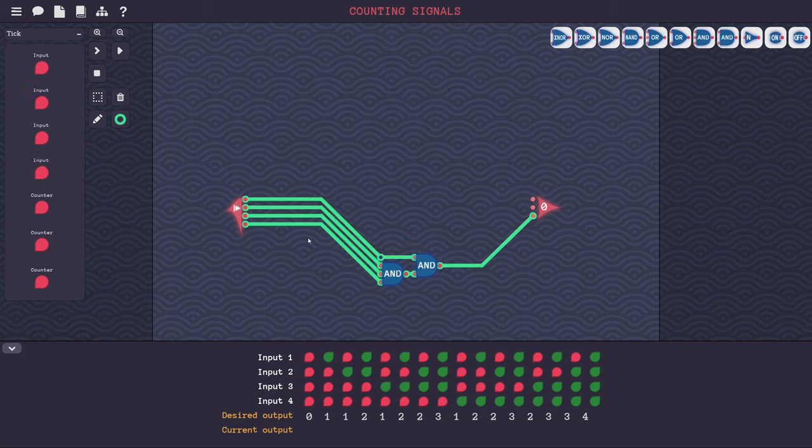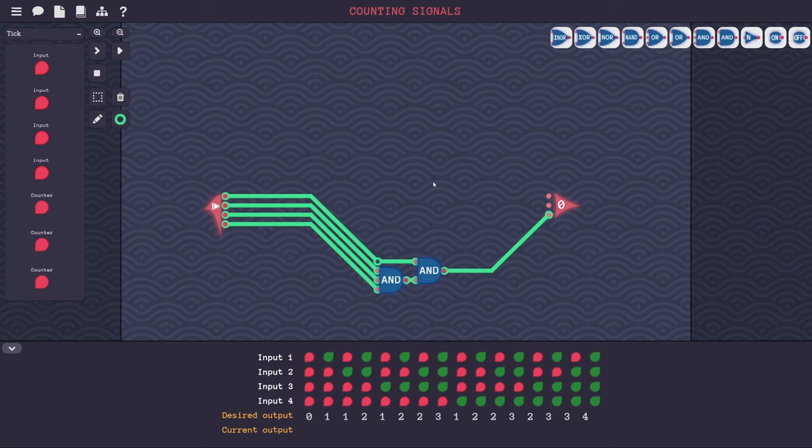So that's the first situation here. Let's also think about the zero situation. If none of the inputs are high, we don't want it to output anything. Well, let's come back to that. Let's start to think about the three situation. How do we account for three?